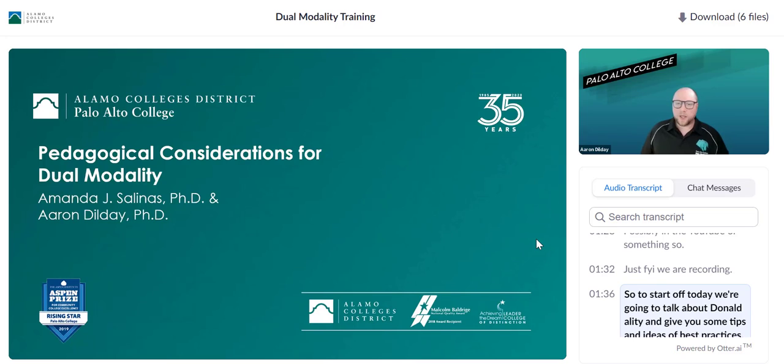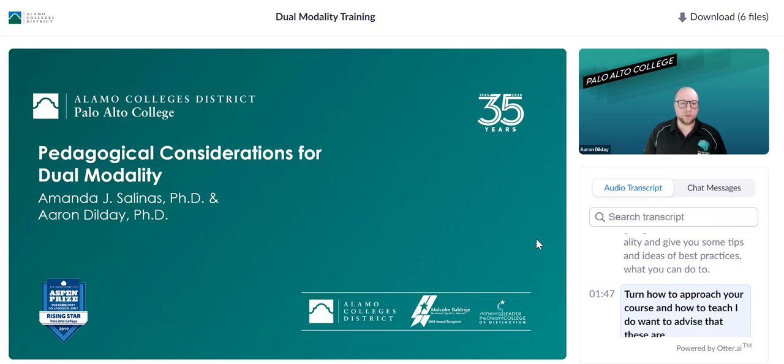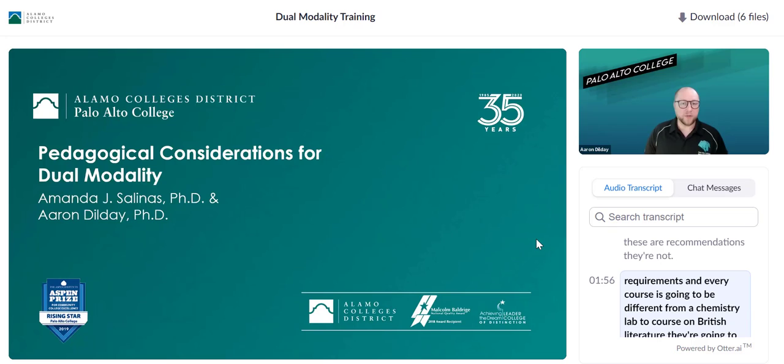So to start off today, we're going to talk about dual modality and give you some tips and ideas of best practices, what you can do in terms of how to approach your course and how to teach. I do want to advise that these are recommendations. They're not requirements. Every course is going to be different, from a chemistry lab to a course on British literature. They're going to be taught different ways, and so some of these things may apply and some may not. I'll probably be going through the slides.